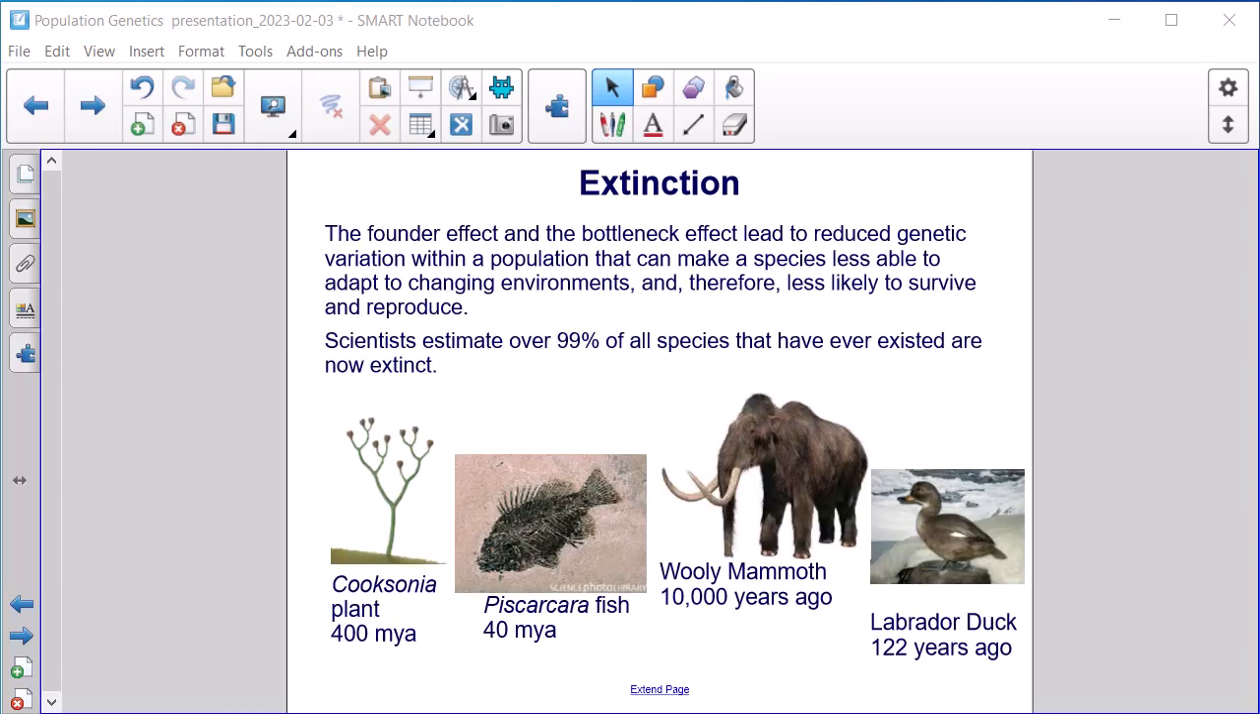The founder effect and the bottleneck effect lead to reduced genetic variation within a population that can make a species less able to adapt to changing environments and therefore less likely to survive and reproduce. Scientists estimate over 99% of all species that have ever existed are now extinct, like the 4 that you see on your screen.